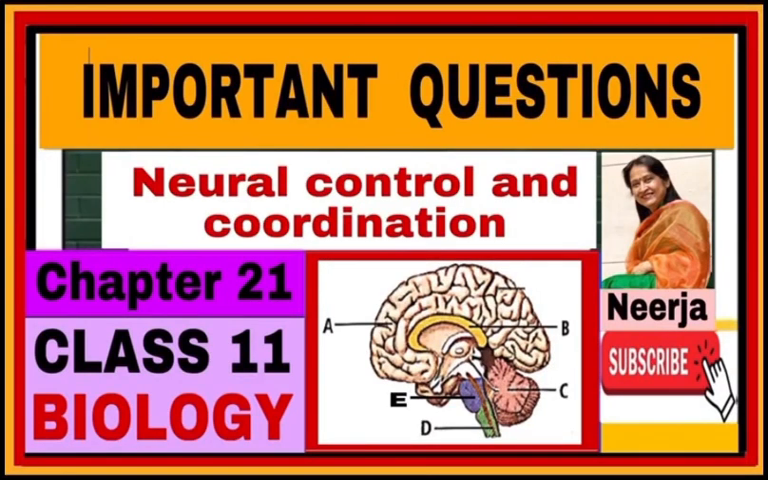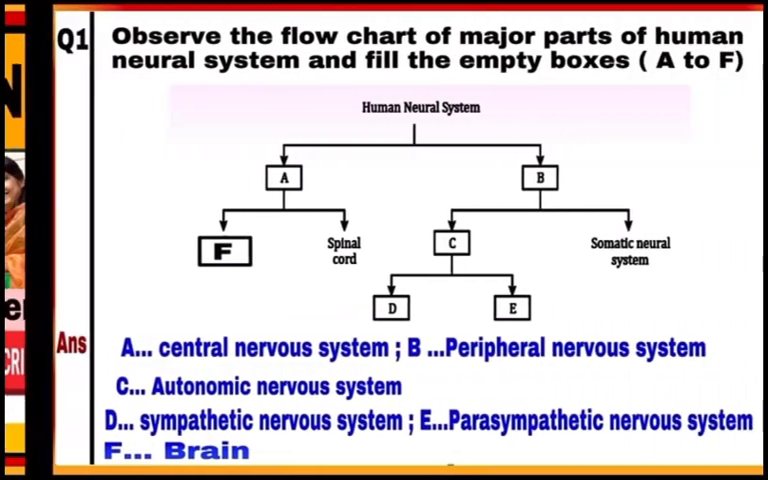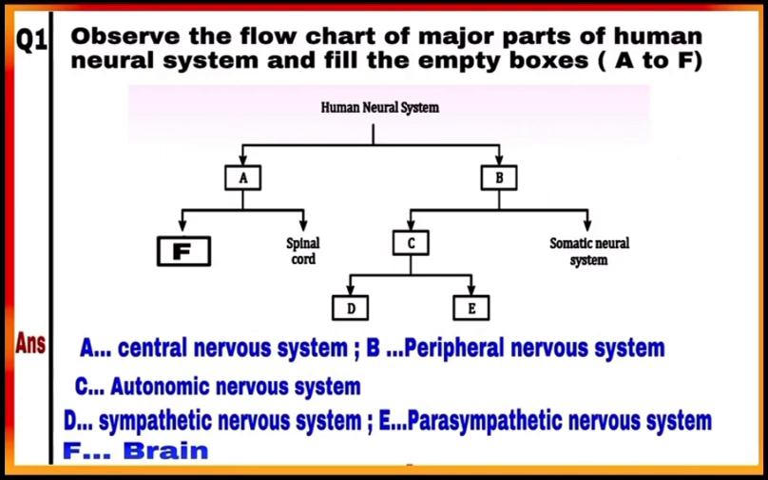Hello students, here we will discuss important questions from chapter number 21, Neural Control and Coordination in this video. Question number 1. Observe the flow chart of major parts of human neural system and fill the empty boxes from A to F. See the flow chart.